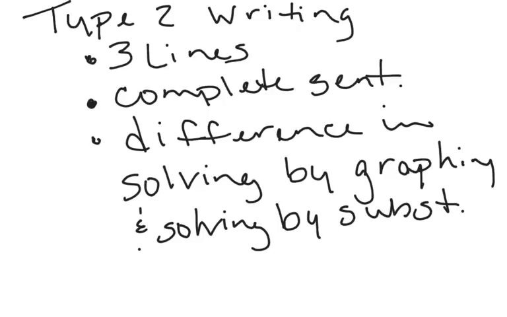Algebra 2, Wednesday, October 24th. No clickers at the beginning. We're going to start out doing a type 2 writing. I want 3 lines, complete sentences, and I want you to talk about the difference in solving by graphing, which is what we did on Monday, and solving by substitution, which is what we did on Tuesday. So take about 3 minutes and get me 3 lines.